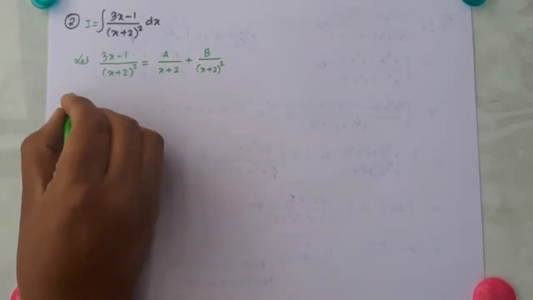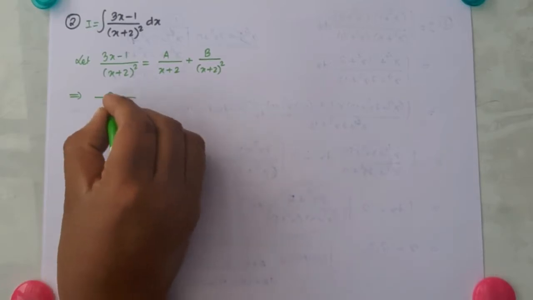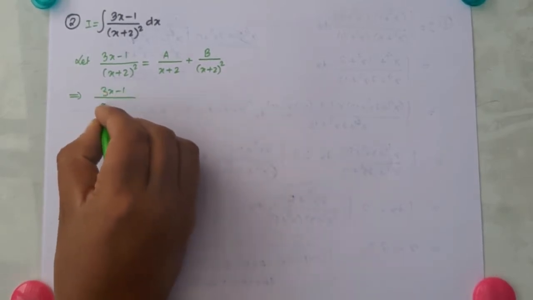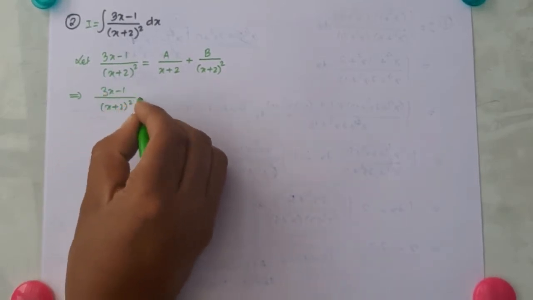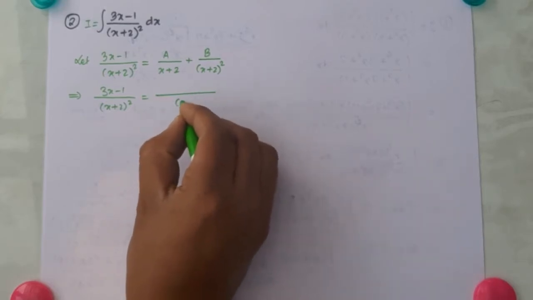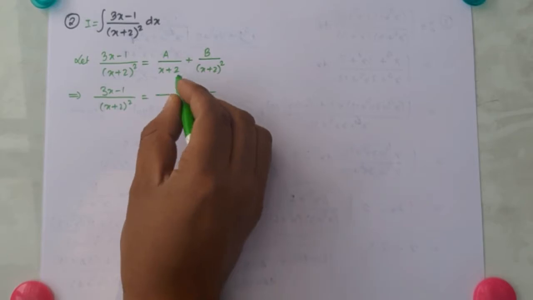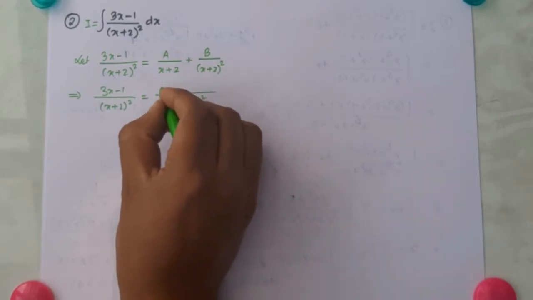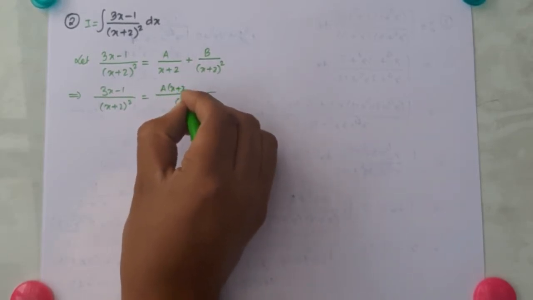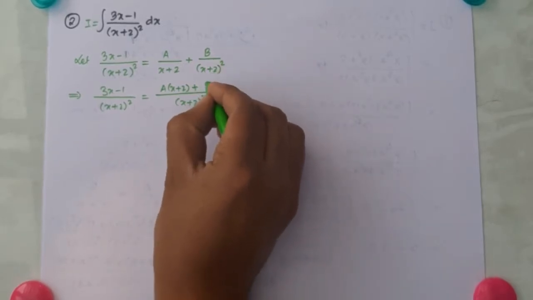Okay, so as usual your rule is same, so you get 3x minus 1 by x plus 2 whole square, so your LCM is again x plus 2 whole square. So divide this LCM by x plus 2, you will get x plus 2, so you get a into x plus 2 plus you will write b here.